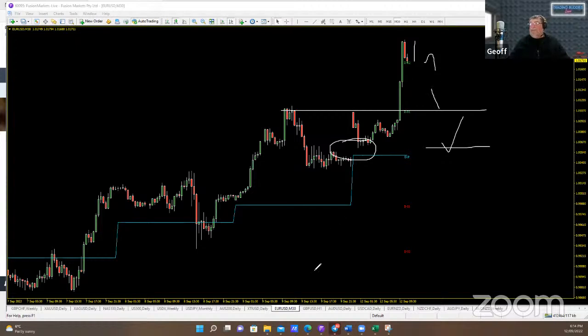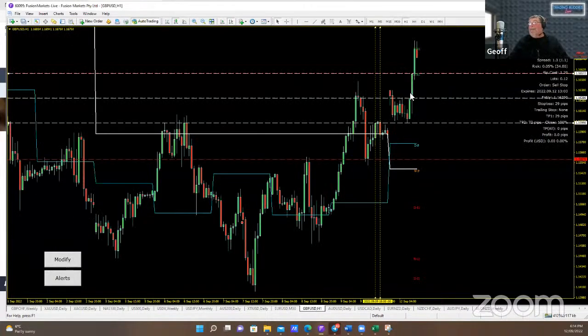If it does set up, it's got to set up. And I will probably be asleep when it does, if it does. But, you know, what can you do? Pound US dollar is the same. Leave that in the market until end of day. Anything can happen here yet.